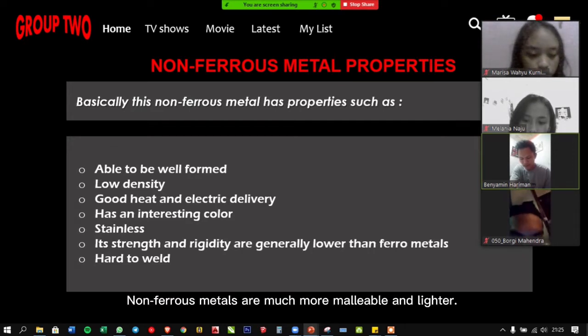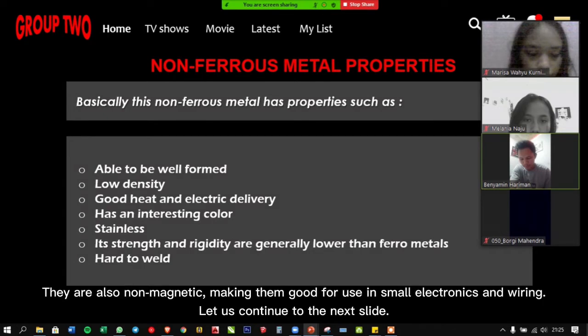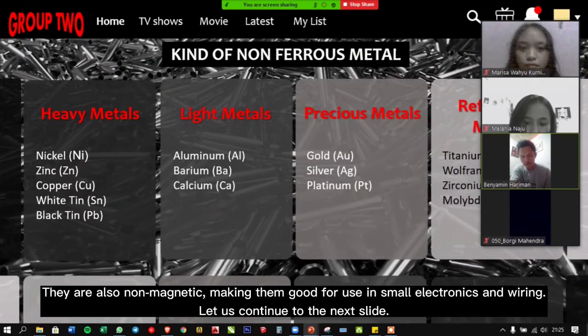Non-ferrous metals are much more malleable and lighter. They contain no iron, so they have a higher resistance to rust and corrosion, can be well formed, and have low density. They are also non-magnetic, making them good for use in small electronics and wiring. Let us continue to the next slide.